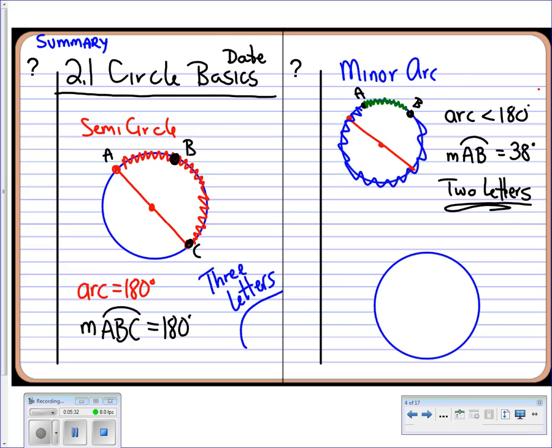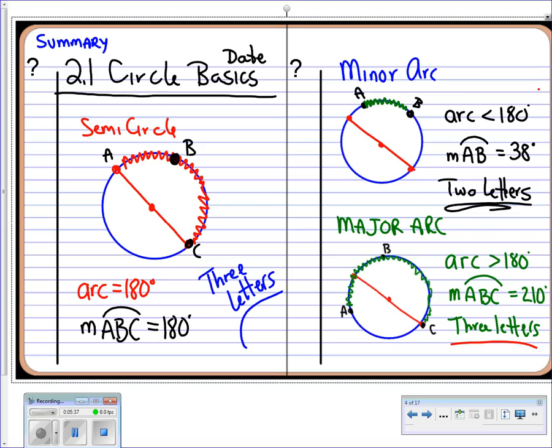That's a major arc, which leads us to the next idea. The major arc is an arc whose measure is greater than 180 degrees, greater than a semicircle. And so an example of writing that would be like the measure of arc ABC equals 210 degrees. And again, we use three letters to represent that so that the person clearly knows where on the circle we're talking about.